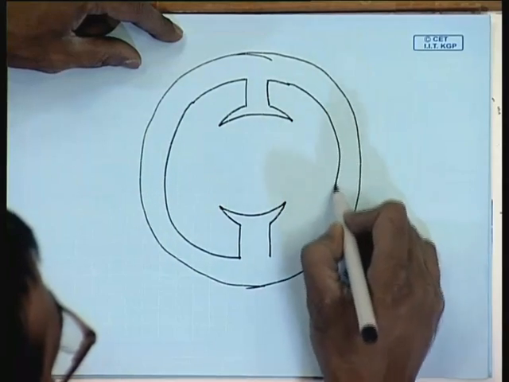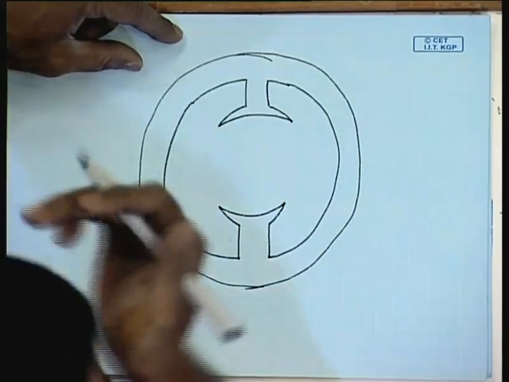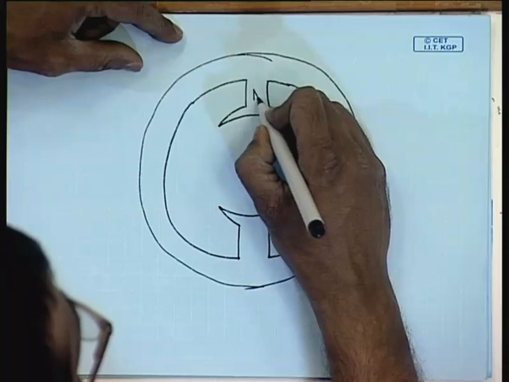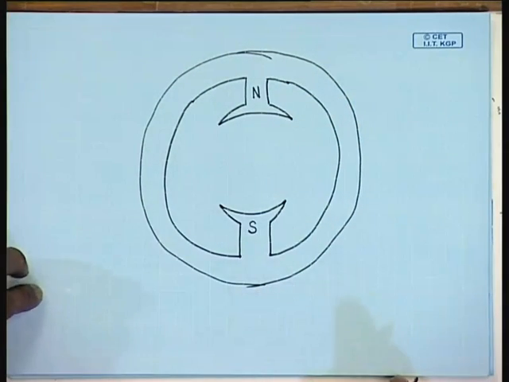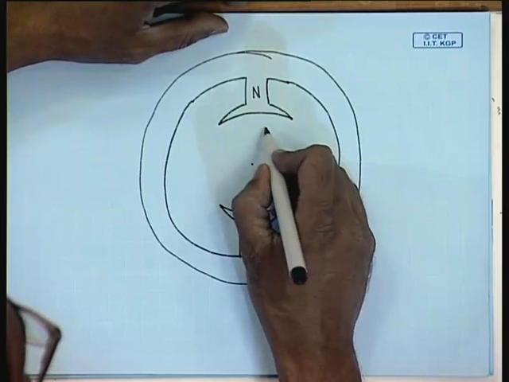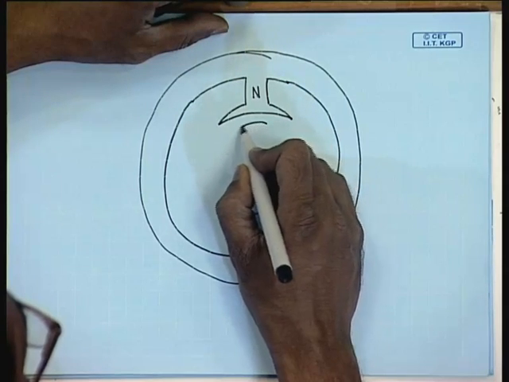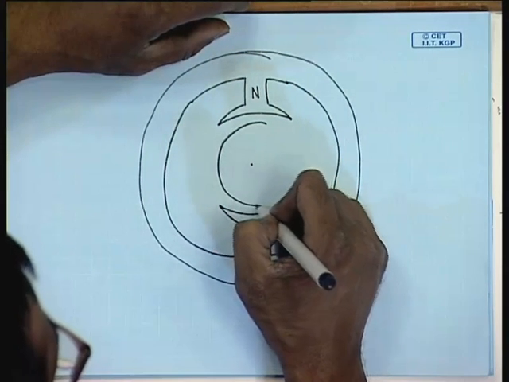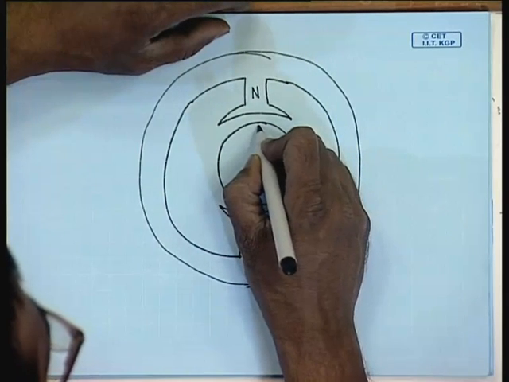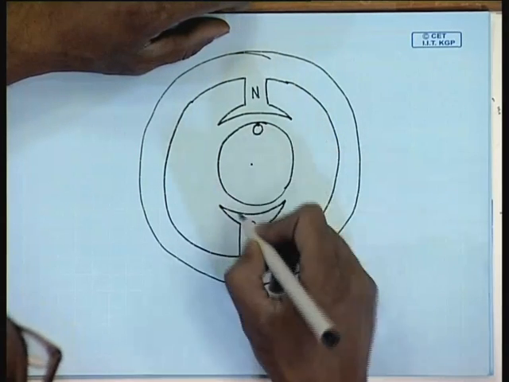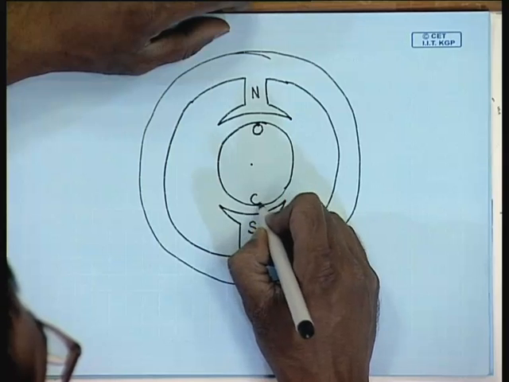Which are either permanent magnet or electromagnet. Let us say this is north pole and this is south pole. Inside we have a cylinder carrying an electromagnet, let us say for simplicity made up of only one coil.